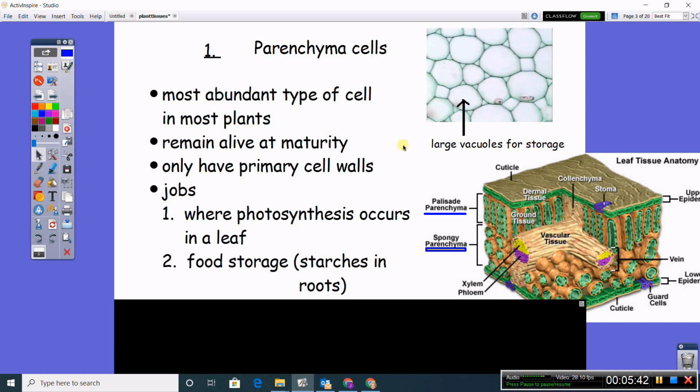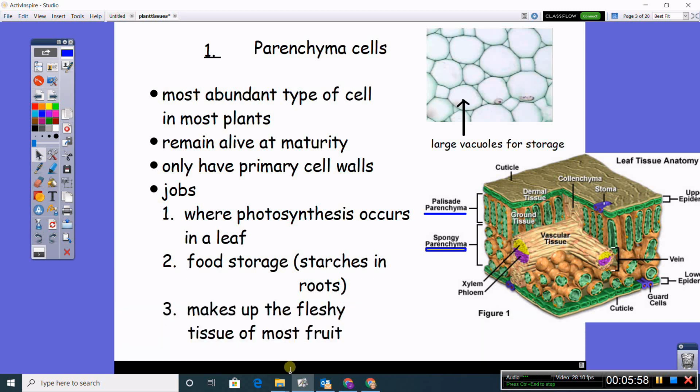Okay, parenchyma cells, like we said, they have these large vacuoles for storage. And so this is going to be when plants store away excess sugars as starches in their roots. This is going to be where plants store away those excess sugars. Parenchyma cells are also what makes up the fleshy tissue of most fruit. So if you like eating peaches or apples or pears, when you bite into that fruit, the fleshy part that you're eating is most likely parenchyma cells.